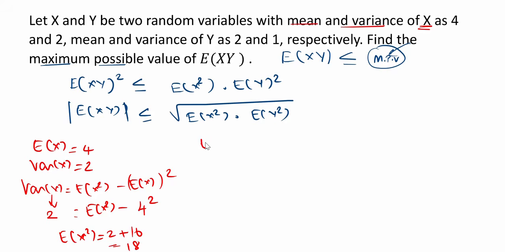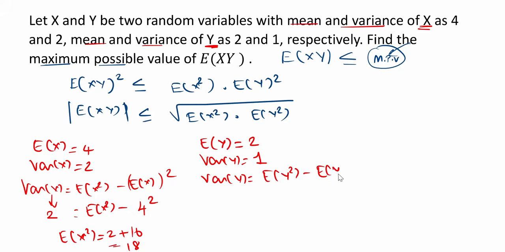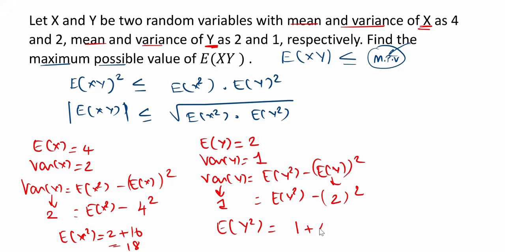Now for the second data, what we have is the data on Y, the mean and variance of the random variable Y. E of Y, the mean of Y, has been given as 2 and the variance of Y has been given as 1. And we know that variance of Y by the formula is E of Y square minus E of Y the whole square. So this is 1, this is my unknown E of Y square, and this is E of Y which has been given as 2, the whole square. So my E of Y square will be 1 plus 2 square, which is 4. So this is going to be equal to 5.